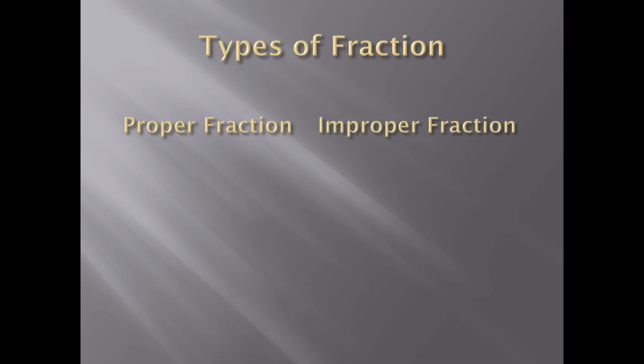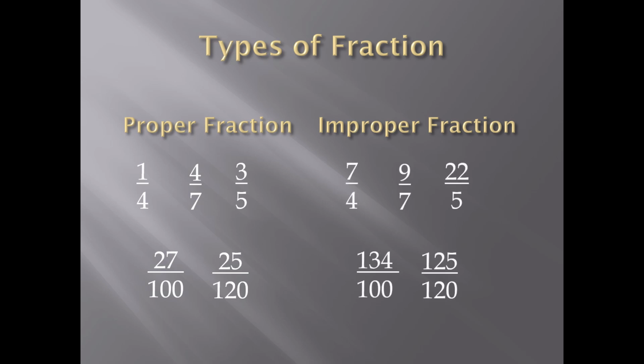Here are examples of proper fractions: 1 over 4, 4 over 7, 3 over 5, 27 over 100, and 25 over 120. While here's an example of improper fractions: 7 over 4, 9 over 7, 22 over 5, 134 over 100, and 125 over 120. Now, can you see what's the difference between the proper fraction and the improper fraction?